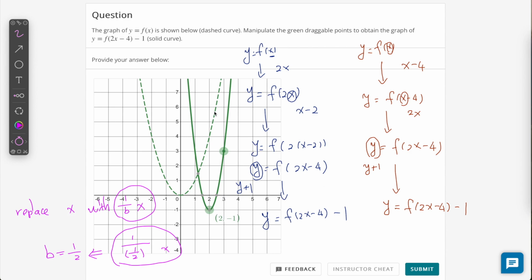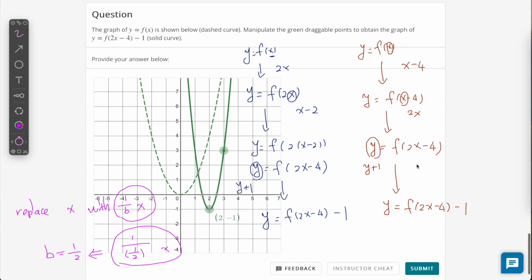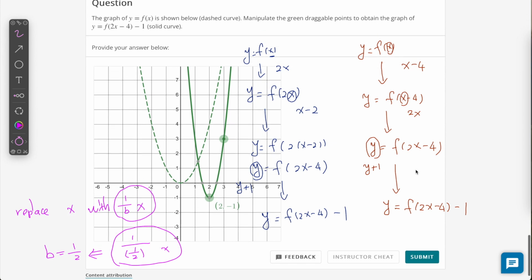Okay, so that's the exact same graph we had by using the first sequence. And then let's hit the submit button.